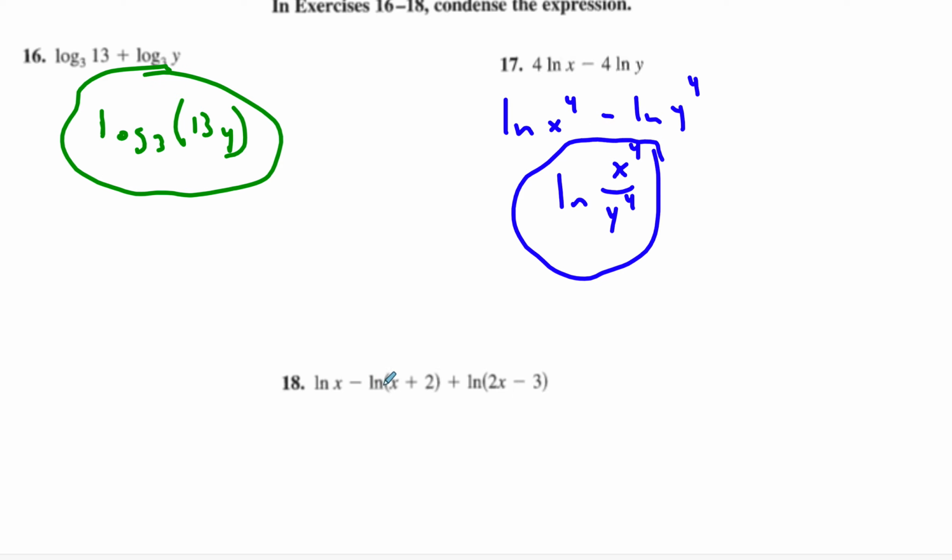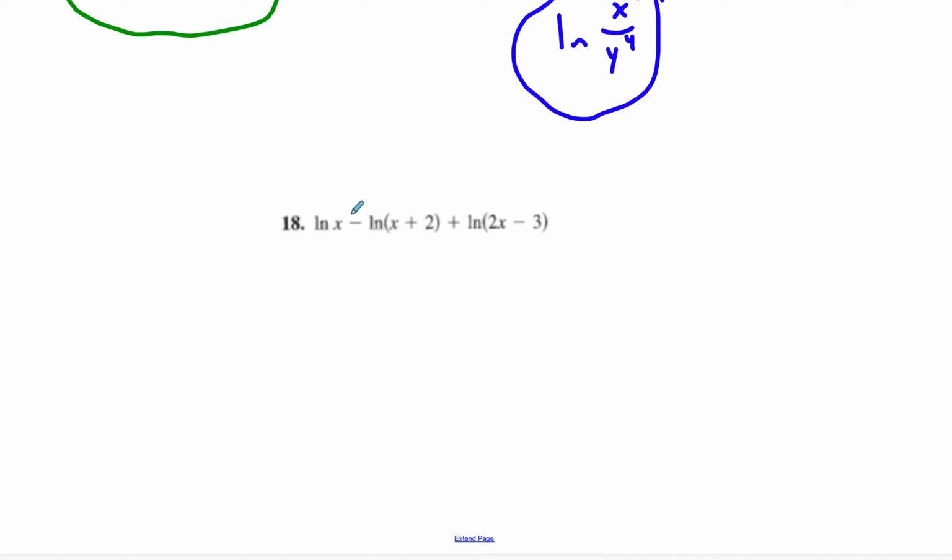This next one has a bit more going on. So, natural log of x means we're going to have a single natural log, and I know that that's natural log of x, so I'm going to have a fraction because I have x. I'm dividing by x plus 2, and because this is positive, I'm multiplying this by 2x minus 3. Now, just to be safe, I'm going to put this in a giant set of parentheses. There's nothing else I can do.